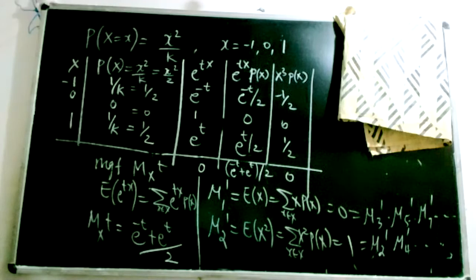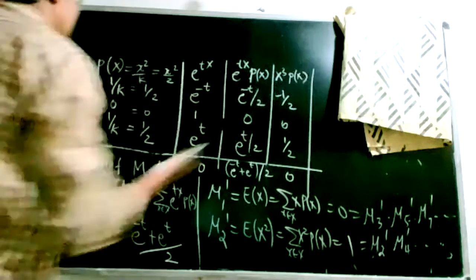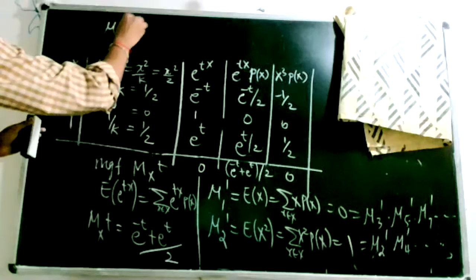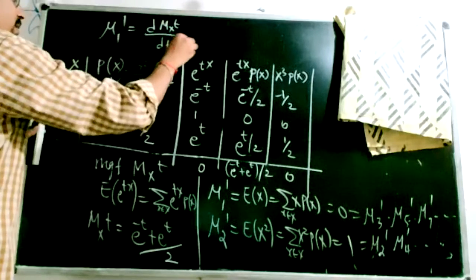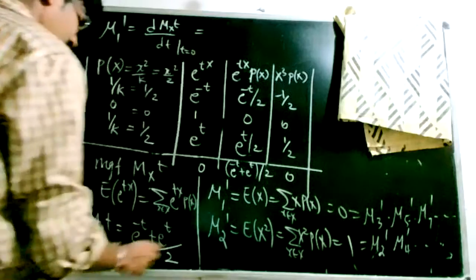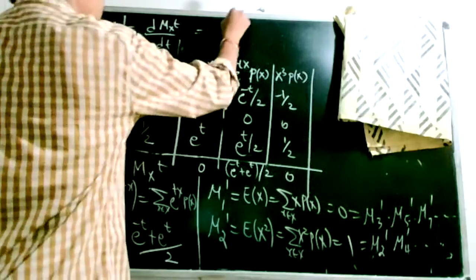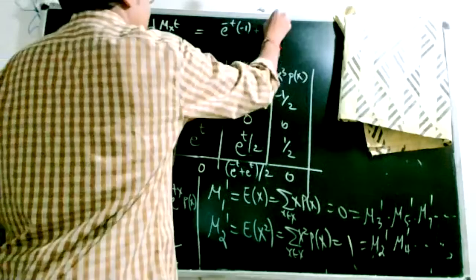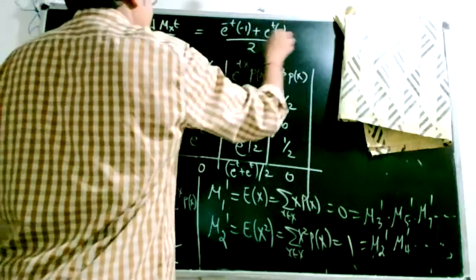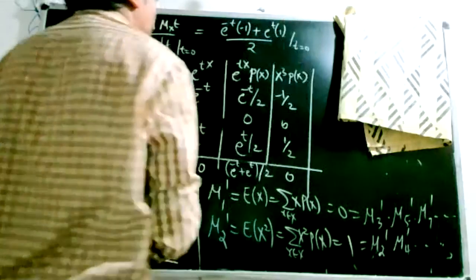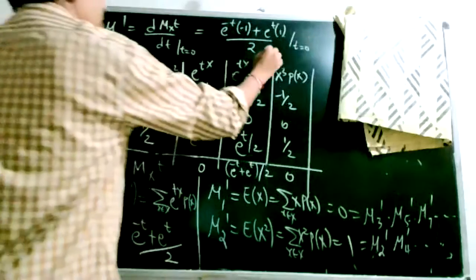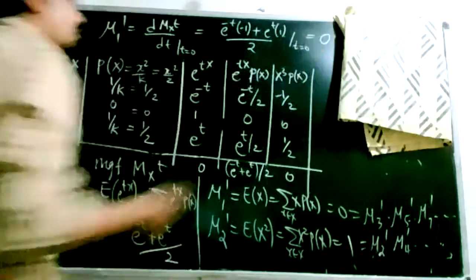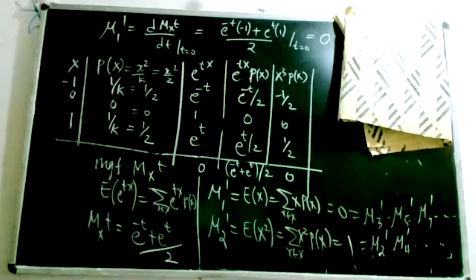This is the MGF. Now obtaining the first moment from the MGF. First moment mu1 dash is the derivative of our MX of t at t equals 0. First derivative: I'll have e power minus t into -1 plus e power t into 1, divided by 2. When I put t equals 0, I get -1 plus 1 divided by 2, which comes to 0 by 2, which is equal to 0.